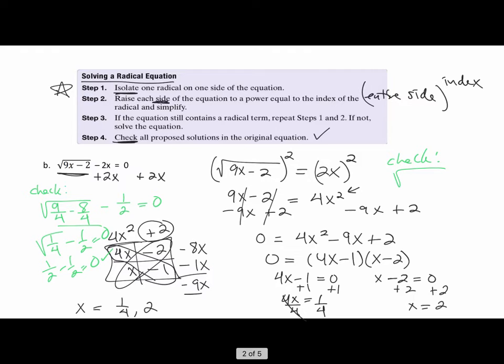Let's check 2. Square root of 9 times 2, so that's 18. 2 times 2 is 4. And that difference here is 16, where the square root is 4, so that definitely works too. So we can confidently say that these are both solutions to this equation. They're proper solutions, they work.